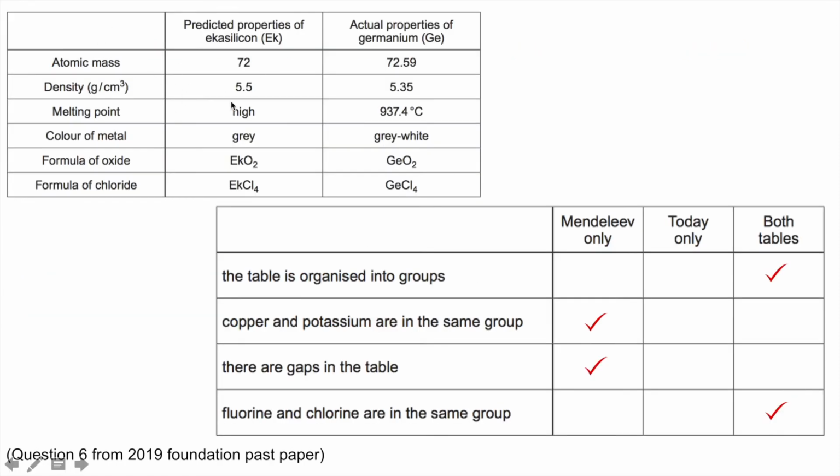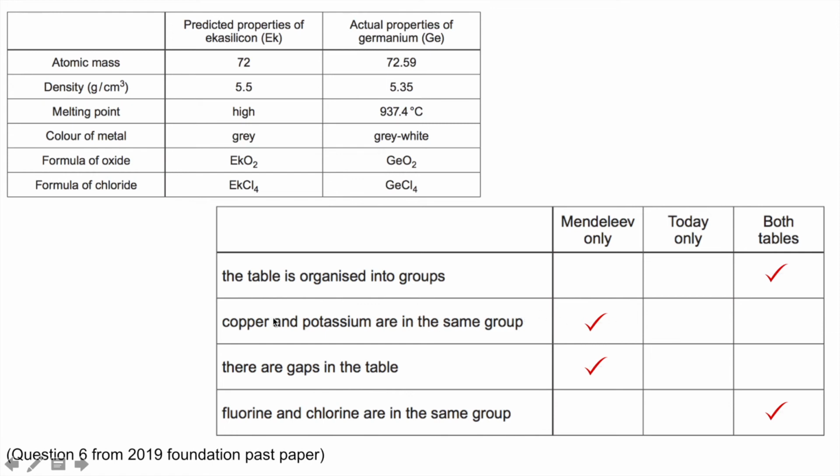Here, obviously, given the table of the predicted properties of eka silicon and the actual properties of germanium, you are going to fill in the table, which describes both the Mendeleev table and the table now. Now the table is organized into groups, which is applicable for both tables. Mendeleev was doing this a while ago, as well as the current table being arranged in groups.